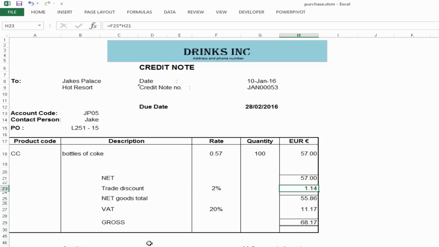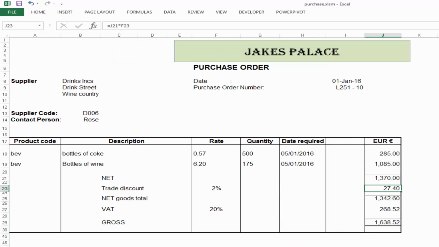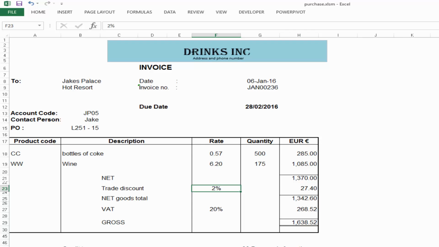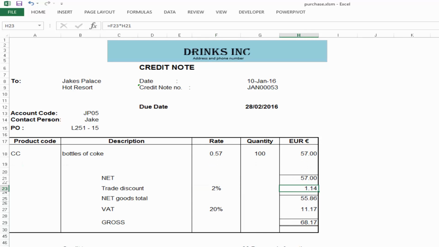And we can see that we have all the same details on a credit note that you would expect to see. We then in our detail have our product code, our description, our rate. So we need to check this credit note again. So is our rate correct? Well, on our purchase order, our rate was 0.57 for the Coke. And is it the same rate that we were invoiced for? Yes, 0.57 it is. So that's the first check that we need to do.